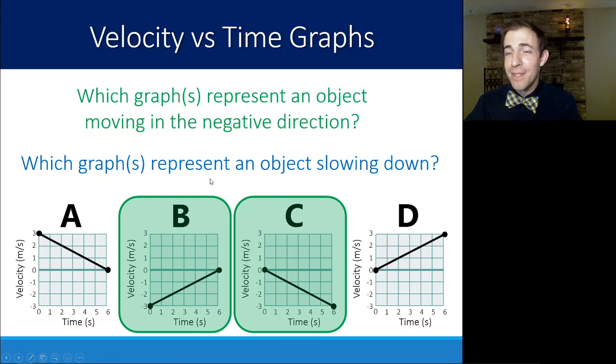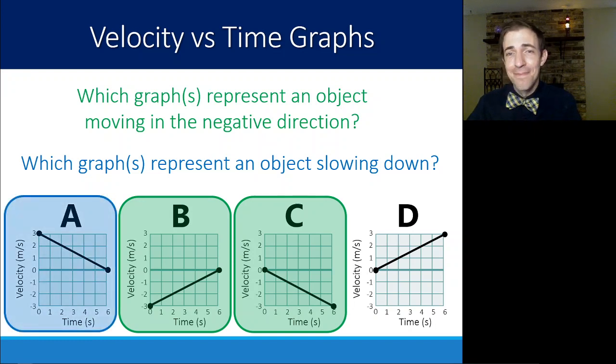Now, which graphs represent an object slowing down? Again, A, B, C, or D, or some combination. There's more than one that is correct. So here, an object that's slowing down is an object that's starting away from 0, but getting closer to 0. So A is an object that's slowing down because it starts with a velocity of 3 meters per second and ends with a velocity of 0.